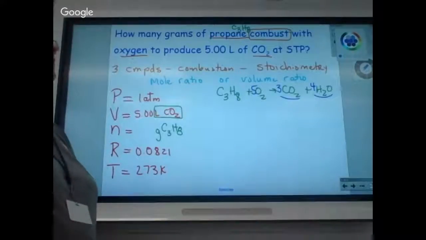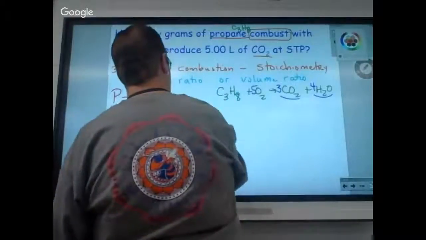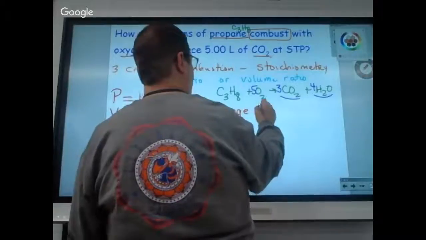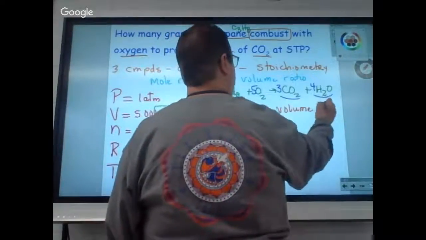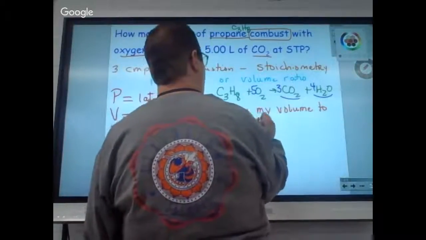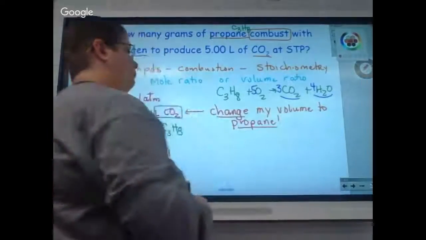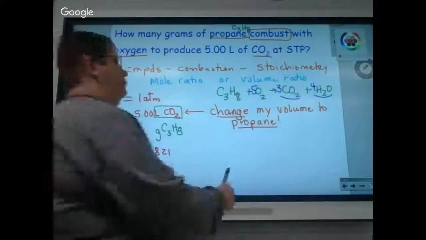So, I need to change my volume to propane. How do I do it? Set up the volume ratio.